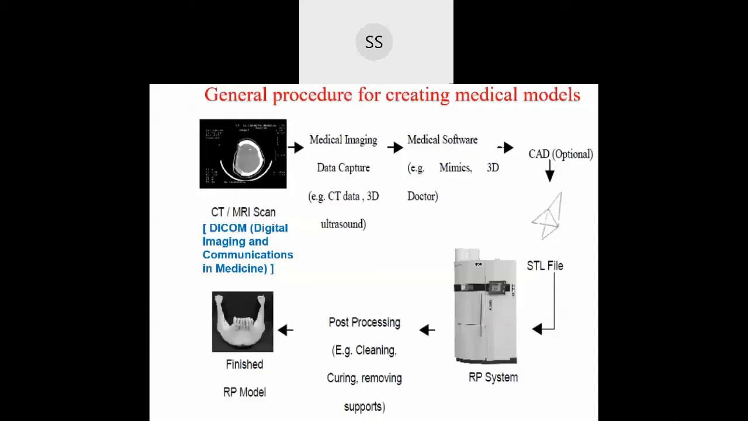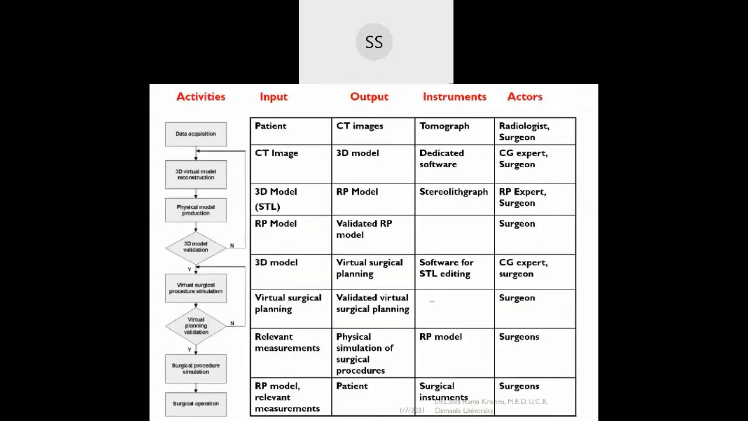Using this technology, you produce the final product, and then you do post-processing, that is, cleaning, curing, and removing supports, and then you get the final model out of it. This is the general procedure for creating medical models. So what are the activities, inputs, outputs, instruments and actors? From the patient you get a CT image as output. For that, you use a tomography instrument, and the people working there are the radiologist and the surgeon.